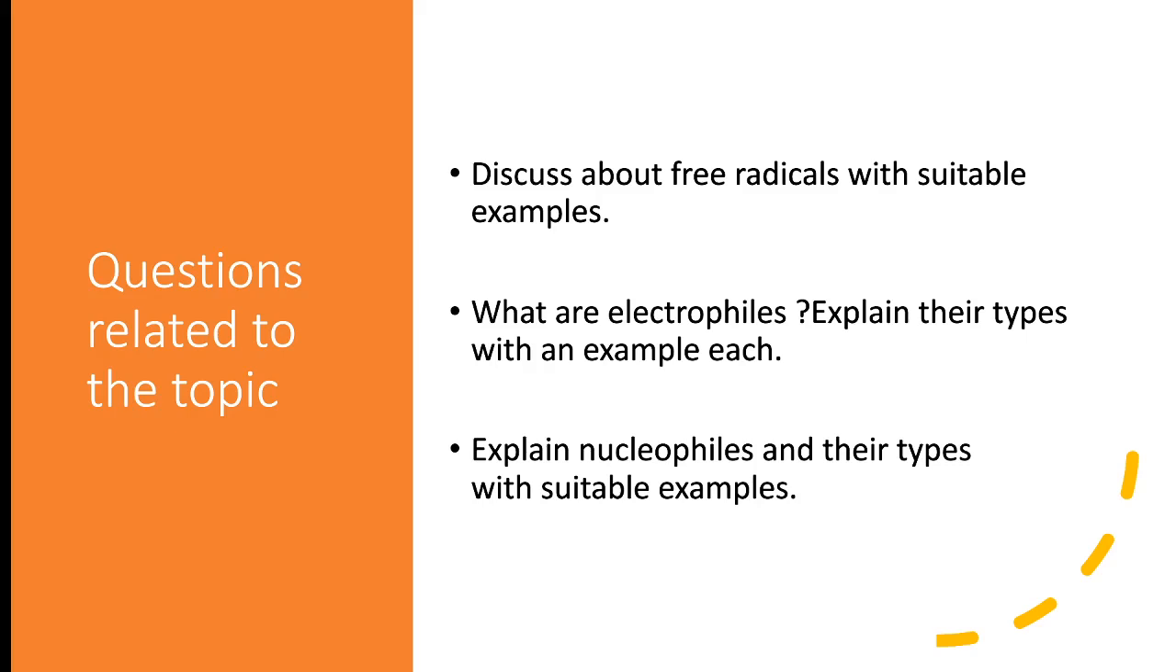So, what are electrophiles and explain their types with an example each. Here we should write about the electrophile definition, how it is denoted, in which type of bond fission electrophiles are produced, and how many types of examples are there, and for each type mention the type and give a few examples. The last one is about nucleophiles and their types, with suitable examples. So what are nucleophiles? We should discuss. Nucleophile means nucleus seeking. That is, the one which likes the nucleus.